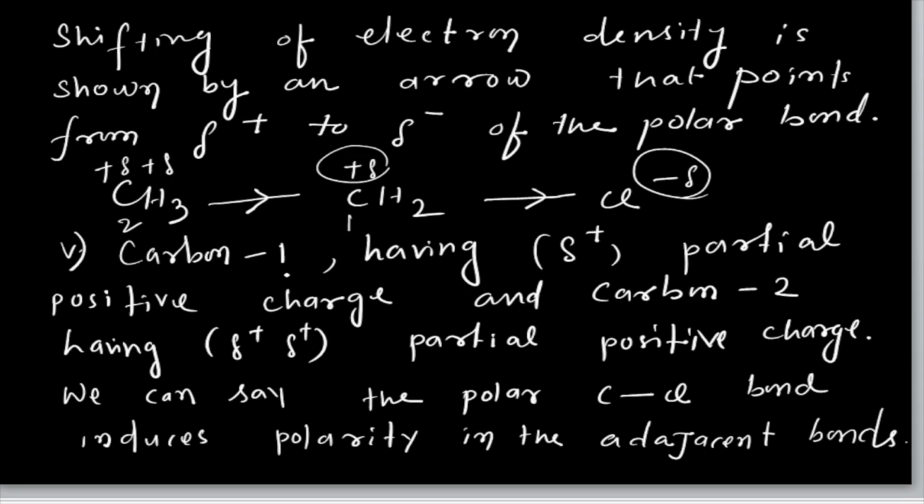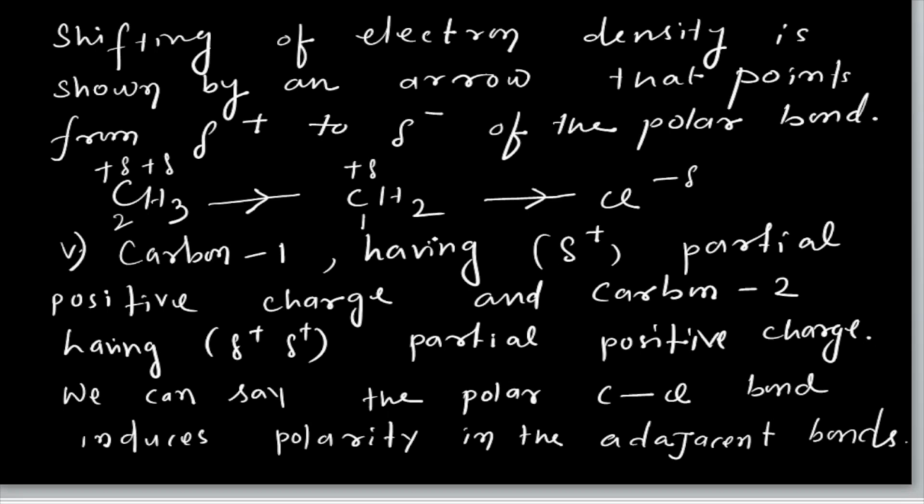Now carbon 1 has a partial positive charge, and carbon 2 has double delta plus. And we can say the polar covalent bond induces polarity. You can see here CCl3, CH2, Cl. Now Cl acquires a delta negative, and this carbon is position 1 and this is position 2. In position 1 that is delta plus, and in position 2 the carbon is double delta plus, that is partial positive charge.